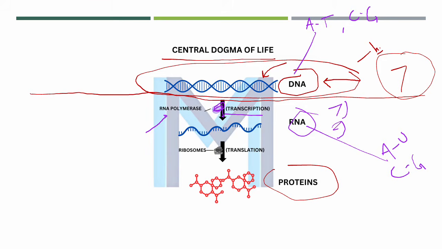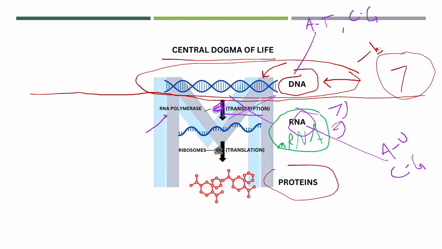Now, once this reaches a termination signal, then transcription ends. And the newly formed pre-messenger RNA undergoes processing. Now, this includes removing introns, which are non-coding regions, and splicing together exons, which are coding sequences, forming the final mRNA. All right?